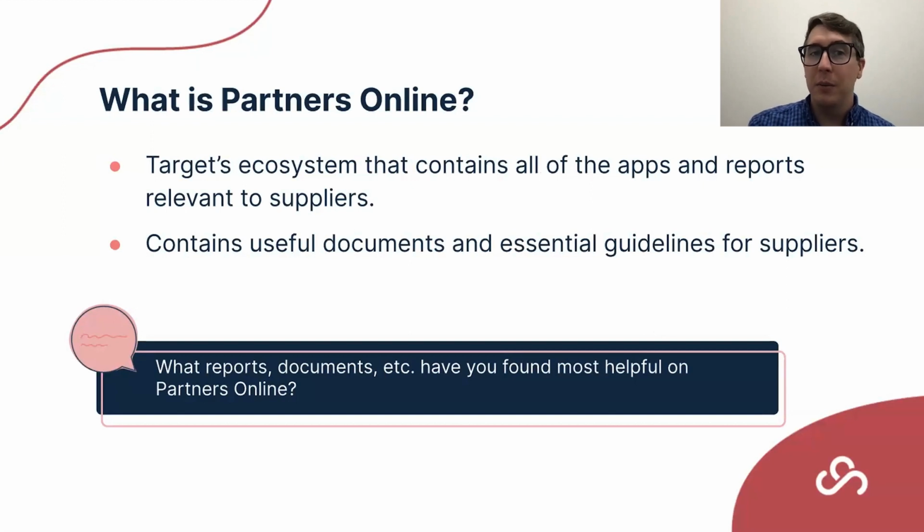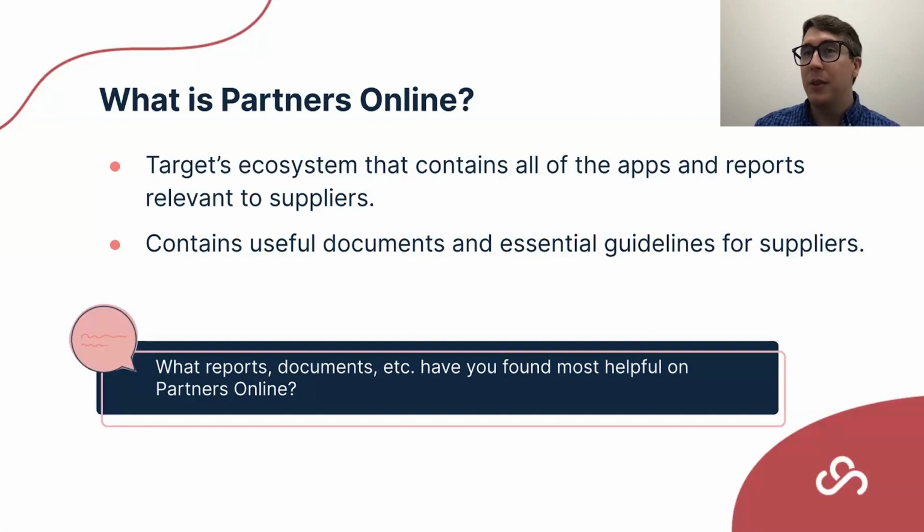So real quick, for anyone that's brand new, Partners Online is Target's ecosystem that contains all the apps and reports relevant to suppliers and vendors. It contains all your documents and guidelines, and has a great search feature if you need to find stuff.